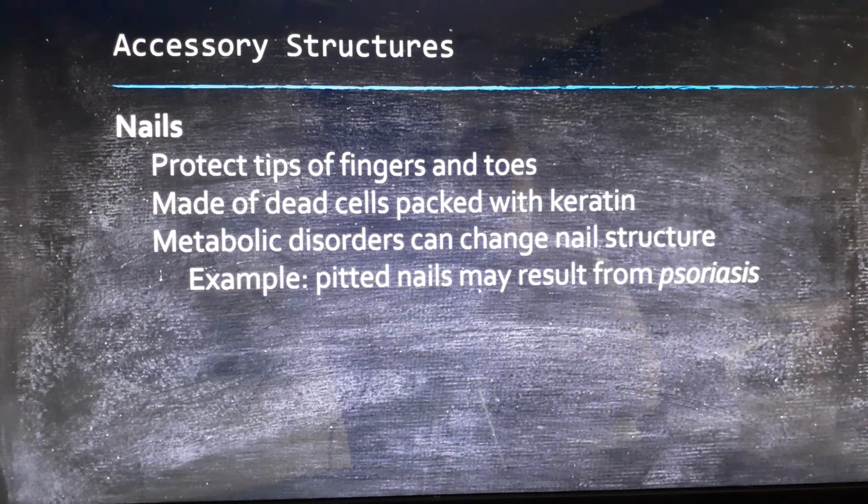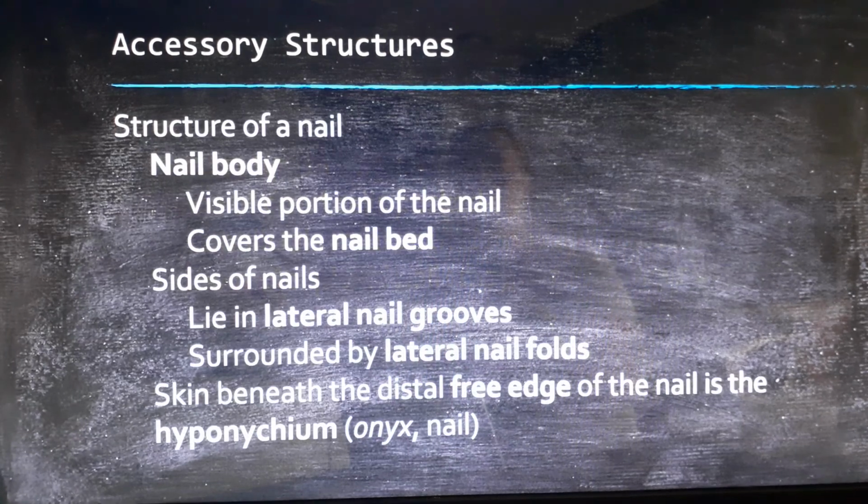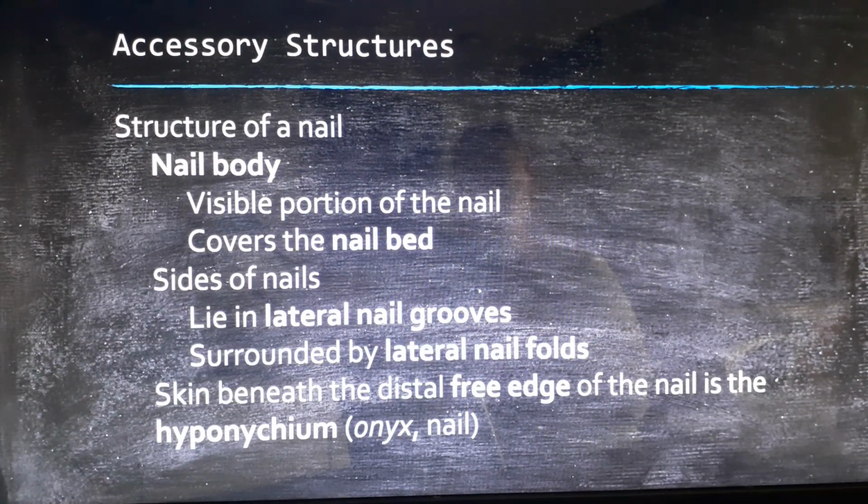All right, last accessory structure we're going to talk about in this chapter is nails. And the job of nails is to protect your tools, your digits. This is what you do most things with, your fingers and toes. And it's made of dead cells that have been filled up with keratin, just like the stratum corneum. Now, we can diagnose some metabolic disorders by looking at a person's nails. For example, if you look at their nails and they have little pits in them, they may have a condition known as psoriasis. So, the nail has a nail body that sits on top of a nail bed.